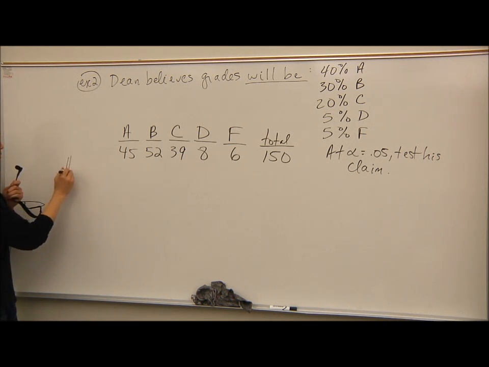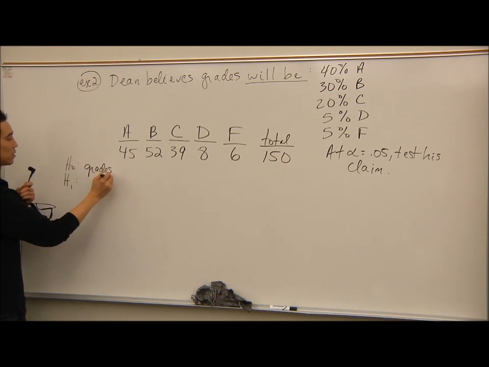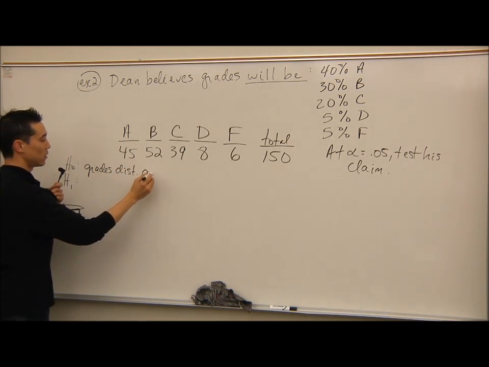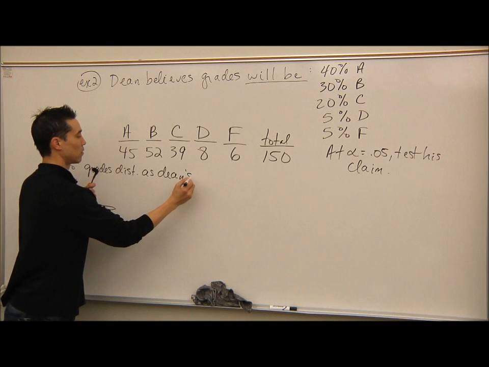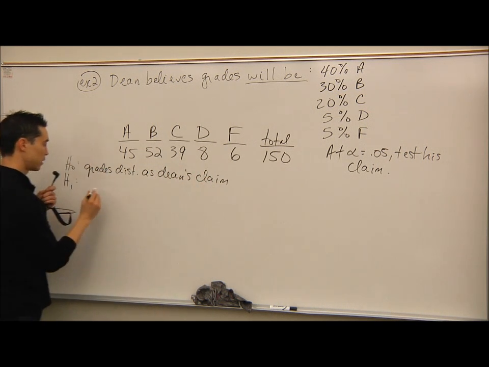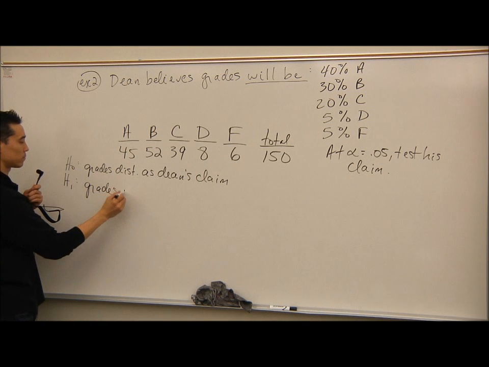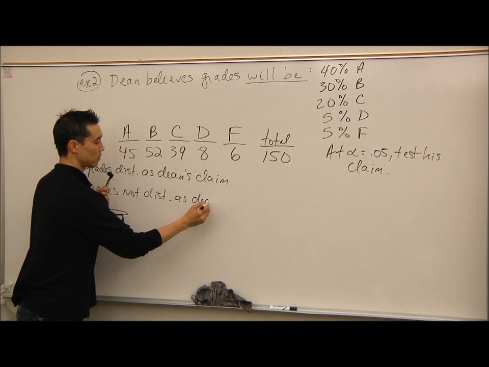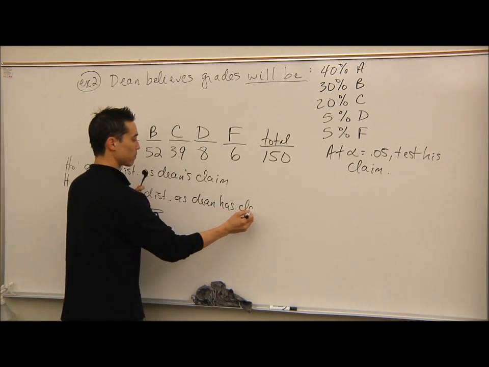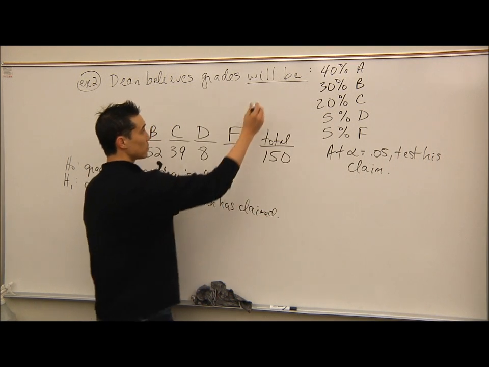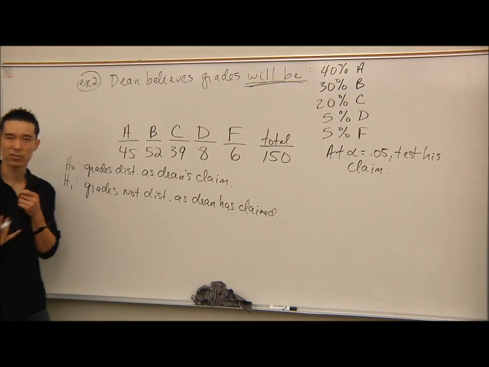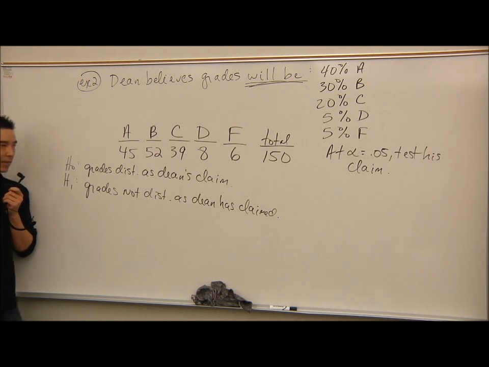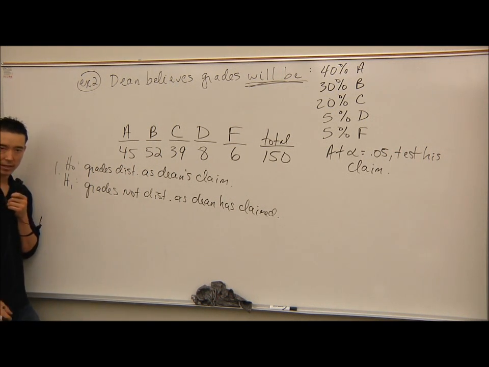So step one, H0, H1. H0: grades distributed as dean's claim. H1: grades not distributed as dean has claimed. Okay, and it's very similar to an equals, not equals, with the H0 always going to have the equal sign. Okay, great. And again, notice it's very descriptive today, right? It's a lot more descriptive than in previous examples.